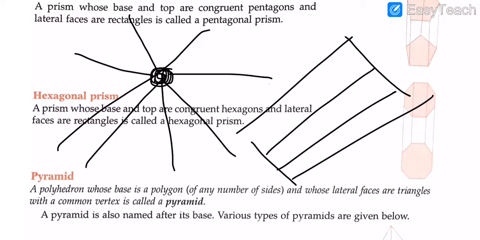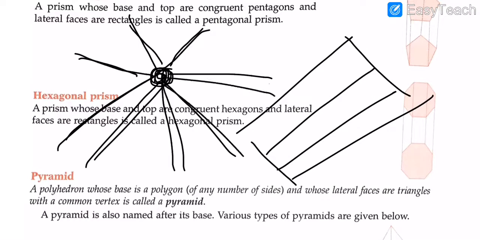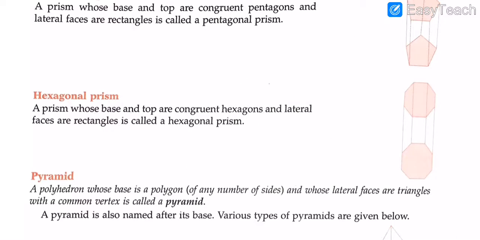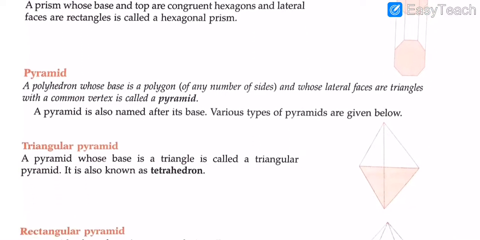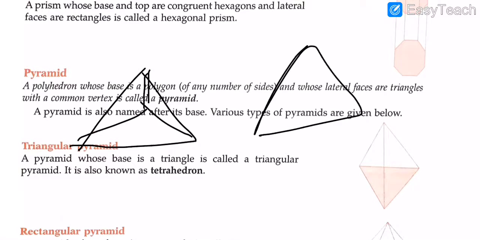But in this, all the triangles come to a basic apex or a vertex. They meet at an apex. So this is what you call a pyramid. Now remember, a pyramid whose base is a triangle and is joined by triangles as well. So the base is also a triangle, and the lateral faces are also triangles, is also known as a tetrahedron.